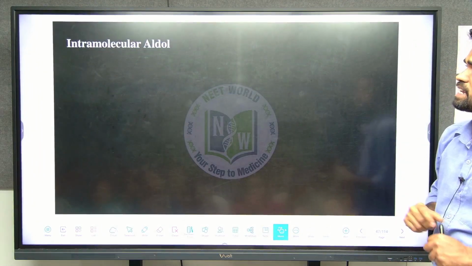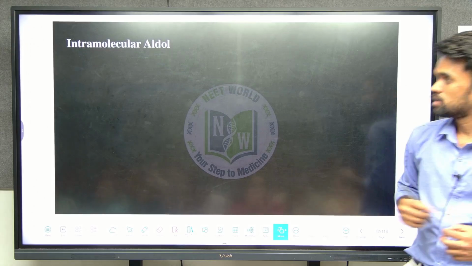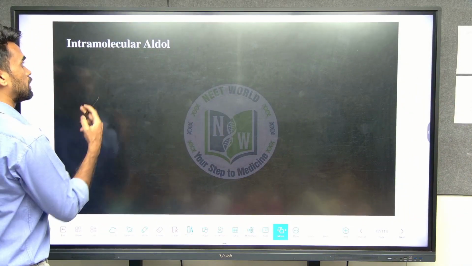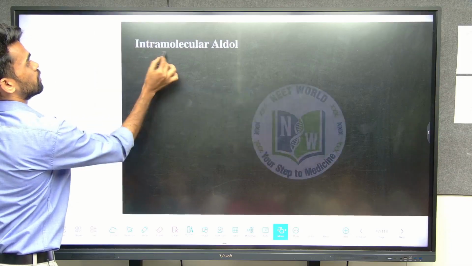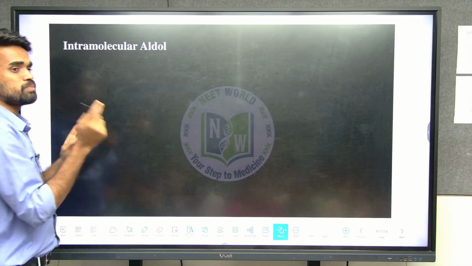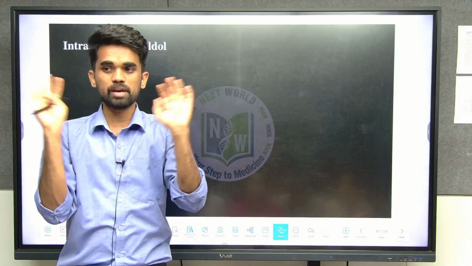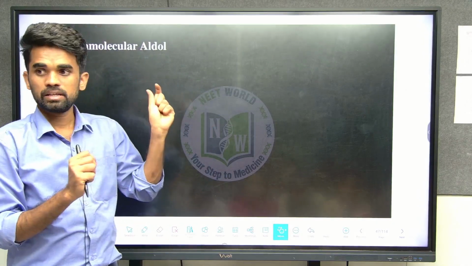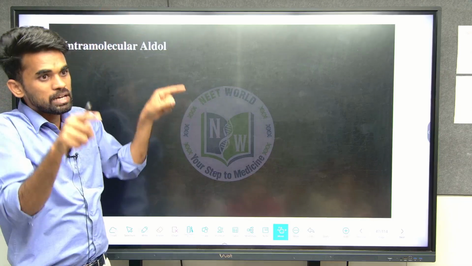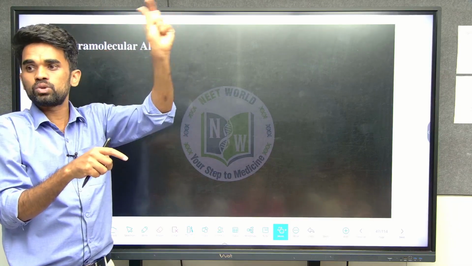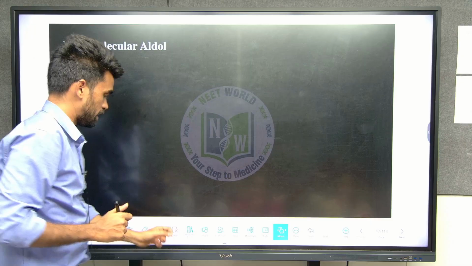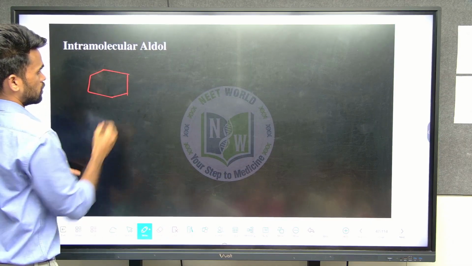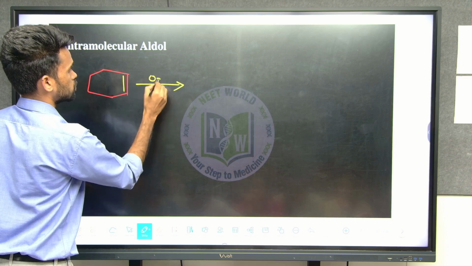Okay. What is the next reaction they are saying? Intramolecular. See, cross means you have seen different molecules. Normal means within one molecule. Intra means within one molecule only, two aldehyde groups or two carbonyl groups will be present. For example, you just take this one. Do ozonolysis for this.